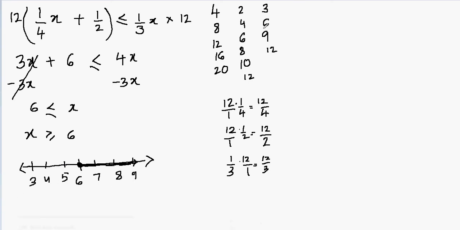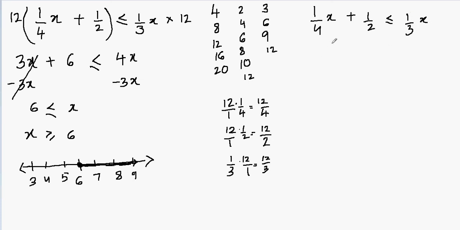Now, let's see how we solve the same question in a different way. I'll show you 2 different ways to solve the same question. We'll get the same answer. So again, I'll write my question: 1 over 4x plus 1/2 is less than or equal to 1/3 x.